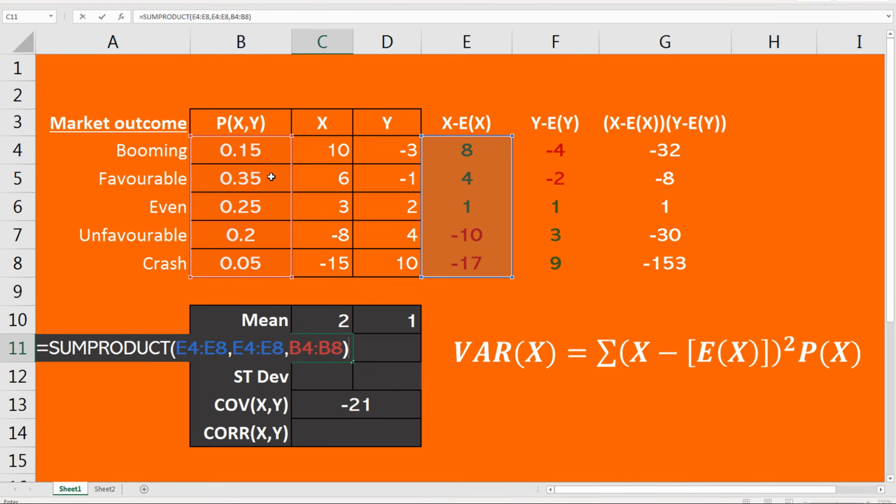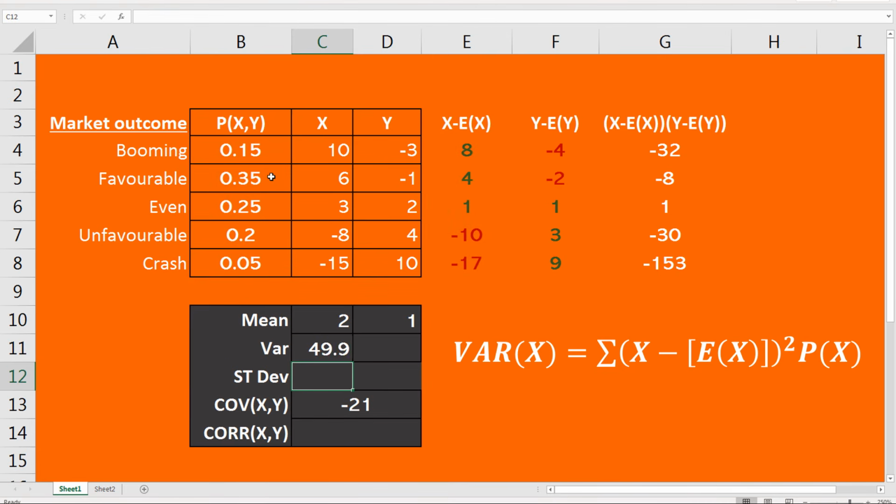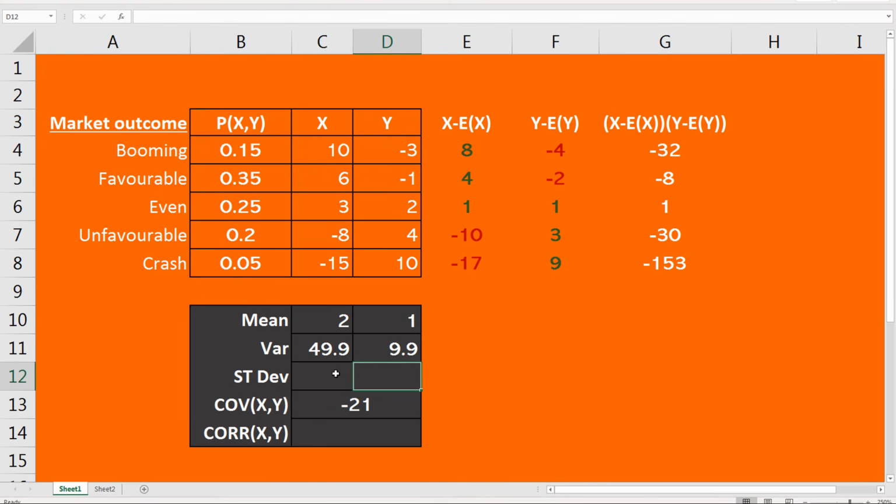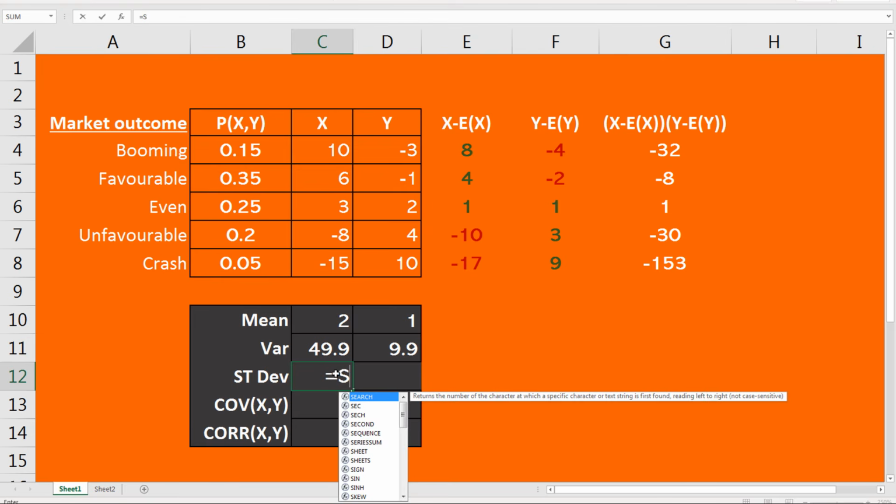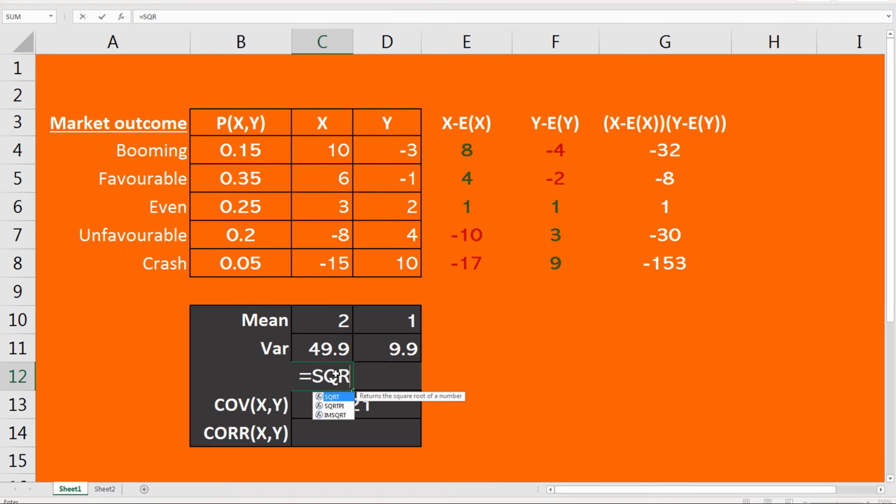So I've done it in a way that minimizes the number of columns I'll need to make. It's a bit cheeky, but hopefully you can follow me and you're happy that that works. So I can do the same thing for y. Now to find the standard deviation, I'm sure you could tell me you just take the square root. So equals SQRT and we click in the cell above. And that gives us 7 for the standard deviation of x. And if we want to do it for y, I'm just going to drag that across and we get 3.1.